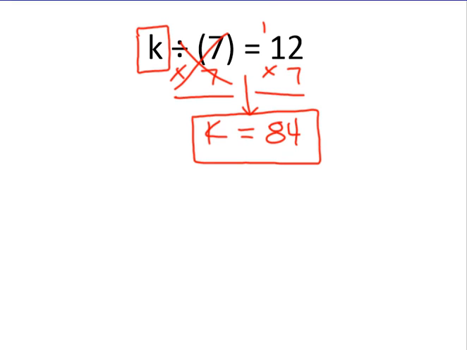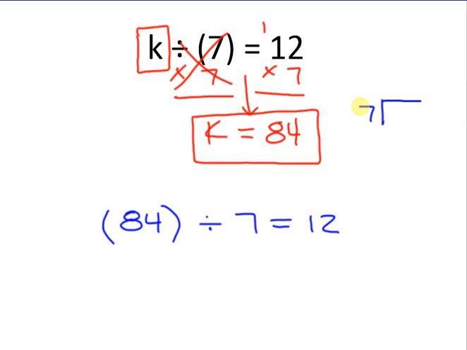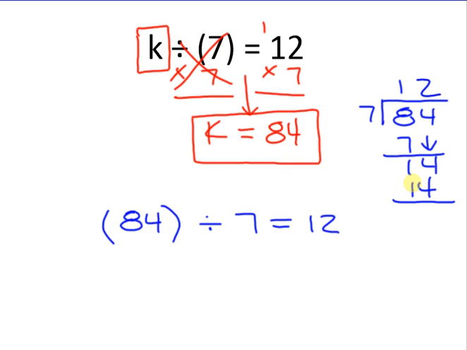As always, go ahead and check your answer. 84 divided by 7 equals 12. And it looks like that was correct.